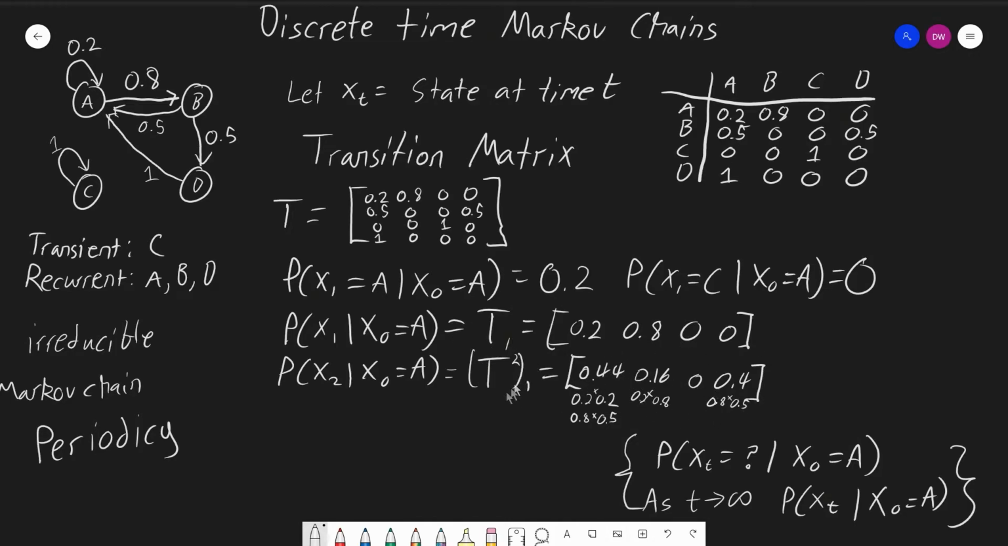So while it is a little hand-wavy, we can essentially generalize that P at x sub t, given x sub 0 equals some initial condition, let's call it n, is equal to T to the t at row n. So that's the generalized way I'm going to say this. If you want to know the distribution at any time or step t, then you just have to take the nth row of the transition matrix raised to the tth power.